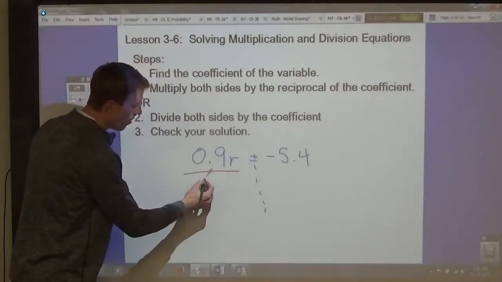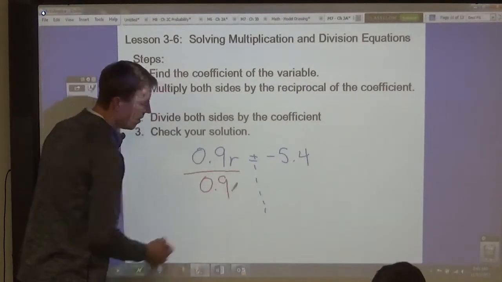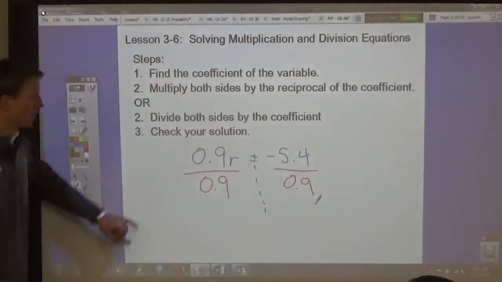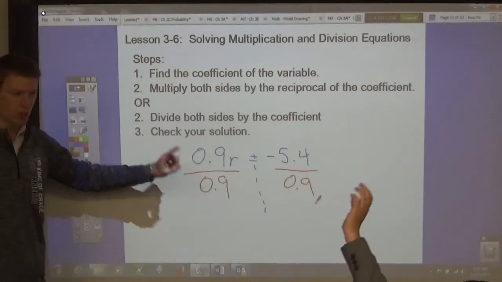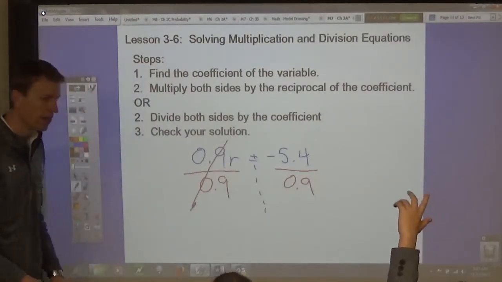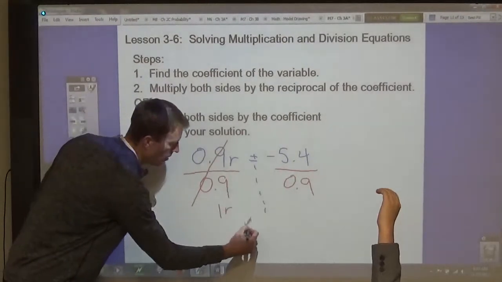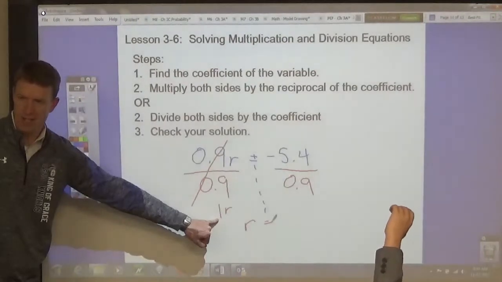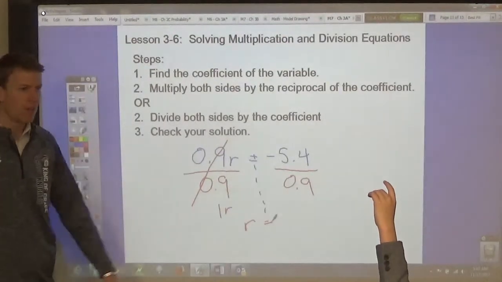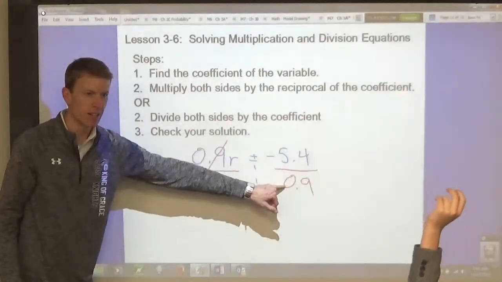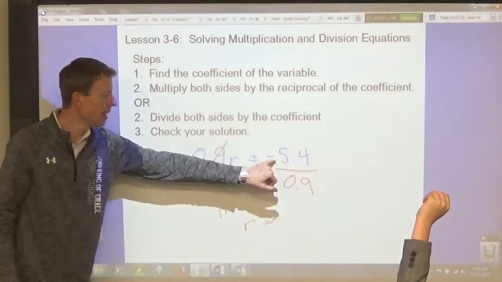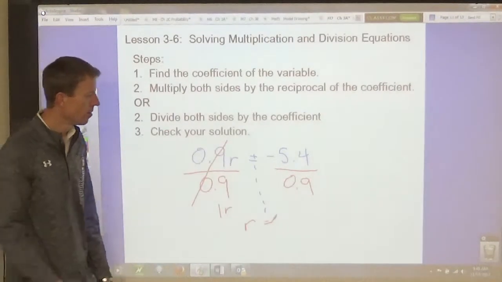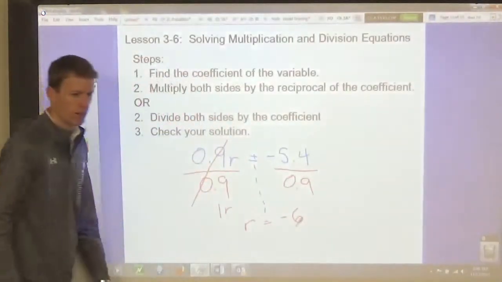Now, to get r by itself, we want to divide both sides by 0.9. Then 0.9 over 0.9 is just 1. So cross this off and reduce it to 1r. Now, because of the identity property of multiplication, we have r by itself. And then do the division on the other side. The answer is going to be negative because negative divided by positive is negative. And the answer is negative 6.